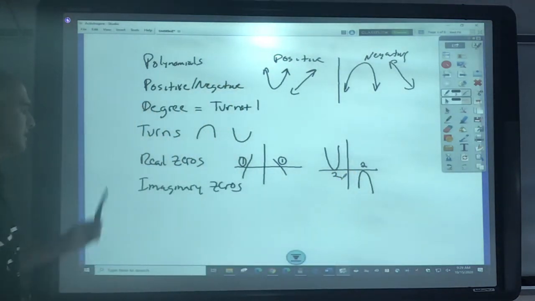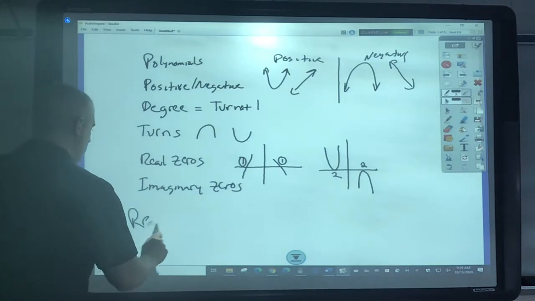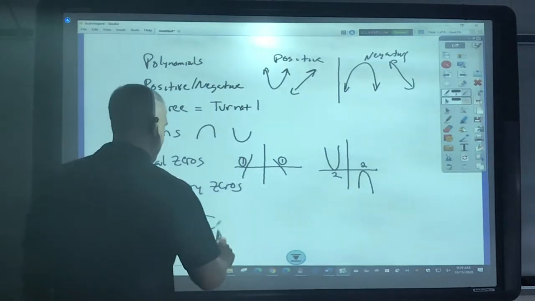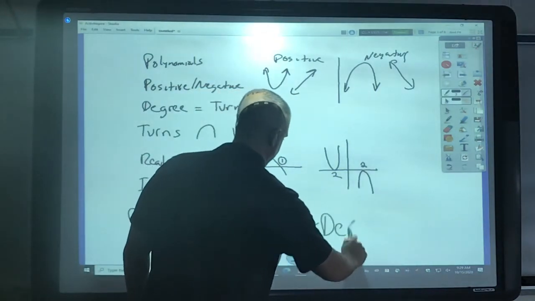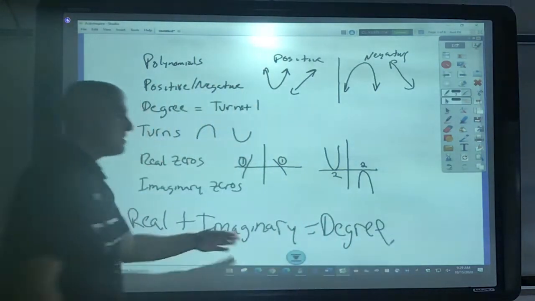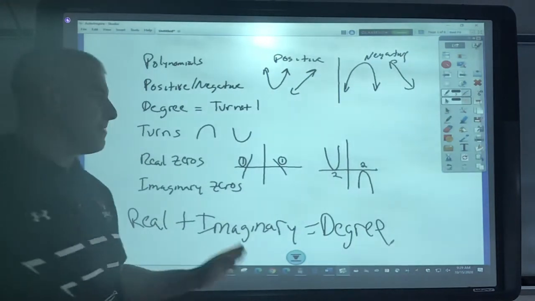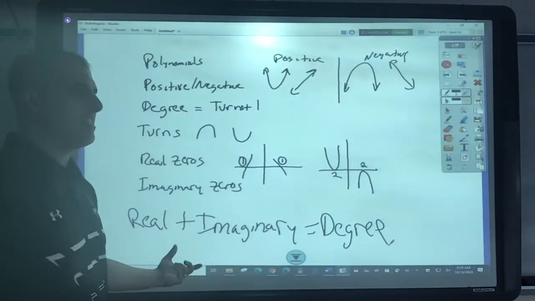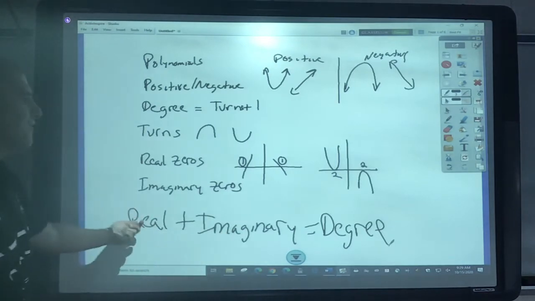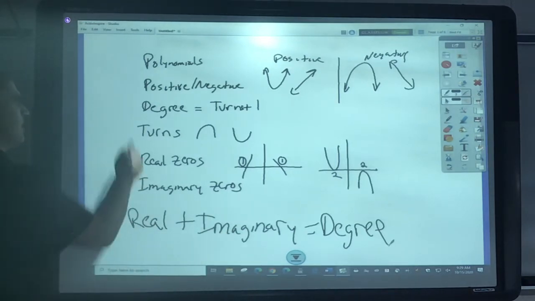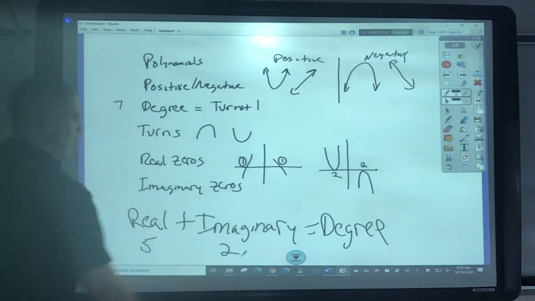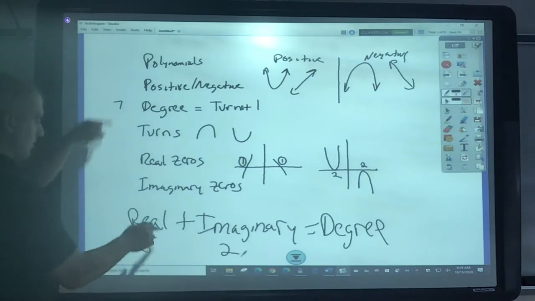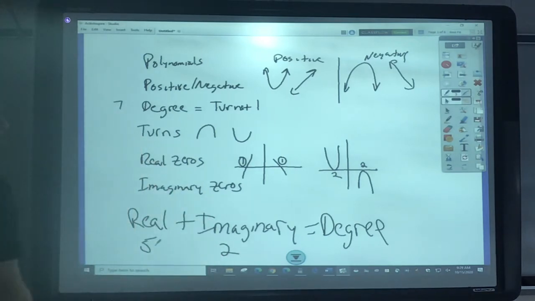So here is the idea. The real plus the imaginary has to equal my degree. The imaginary, just like the word sounds, you're not going to be able to figure out because you can't see them. The way you'll figure out the number is to figure out the real. So for example, let's say I had a degree of 7 and I figured out I had 5 real. Well, that means that I have 2 imaginary. So that's how that works. These two have to add up to that number.